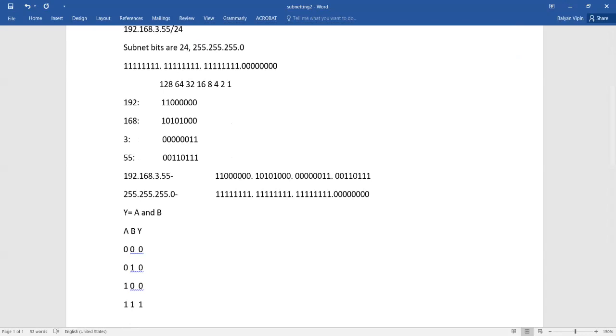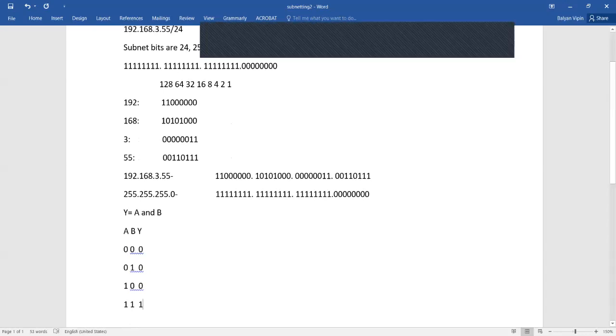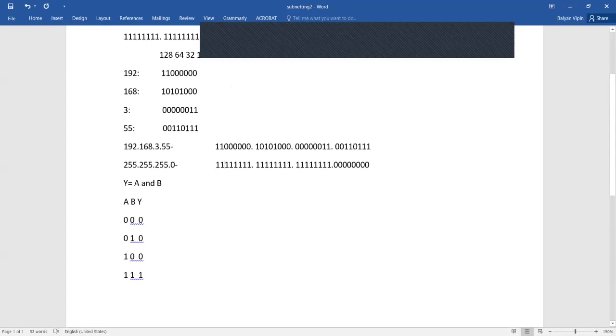So if I'm doing logical ANDing, it means this bit will be ANDed with this bit. This bit will be ANDed with this bit. So what will be the answer of the logical AND of these two binary numbers? There will be a 1 here.